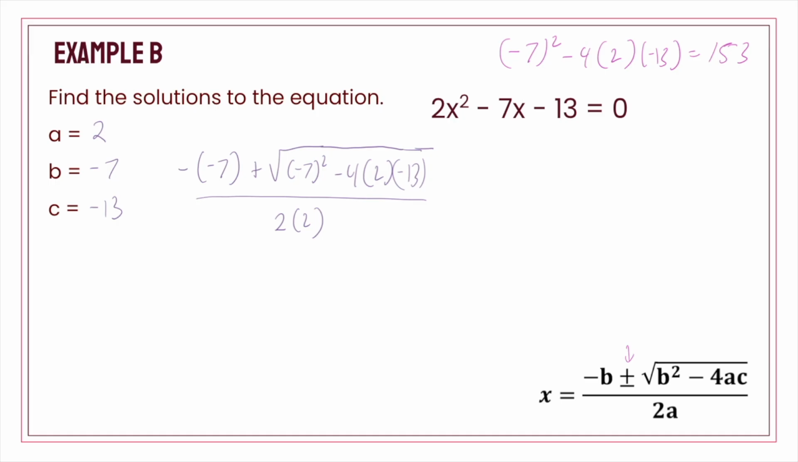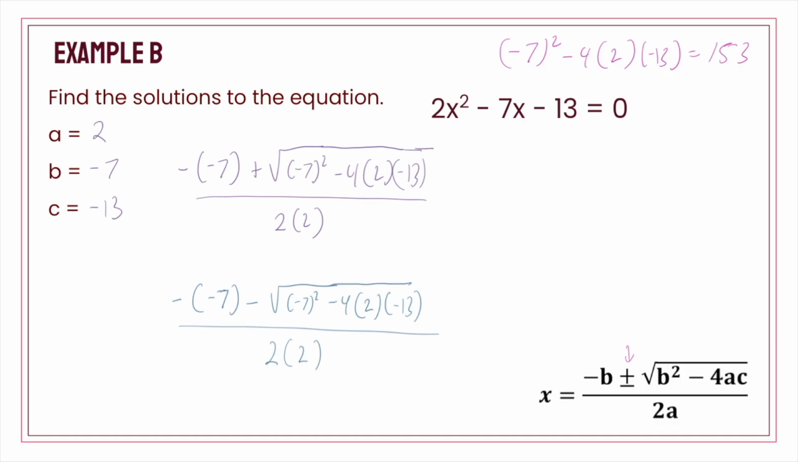We also have to do so for our negative version of this equation. So again, we're going to have minus, then this time we're going to have negative 7, because that's again our b. Okay, this time we'll have minus the square root of b squared, which again is going to be negative 7 squared. Again, we're going to do minus 4 times a, which is going to be 2, times c, which is going to be negative 13. And again, that's all going to be over 2 times 2.